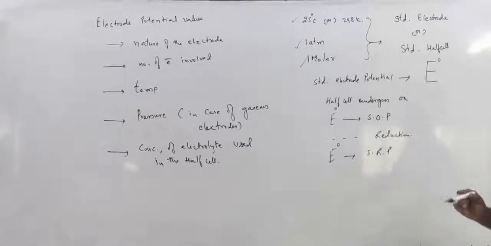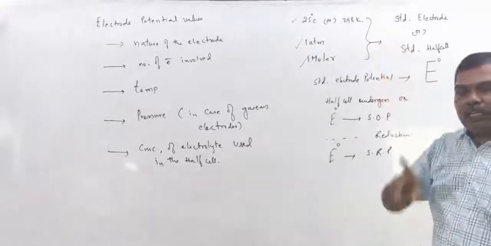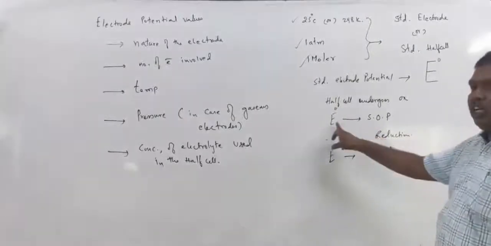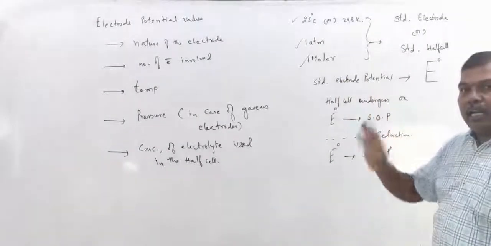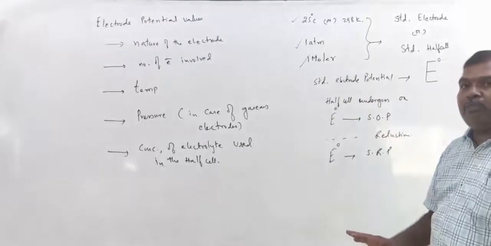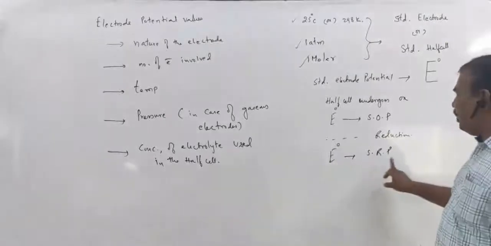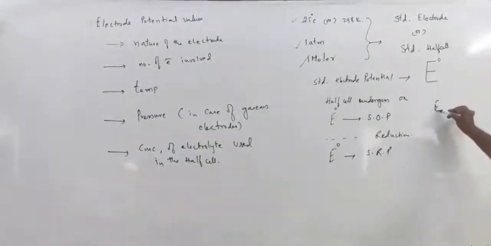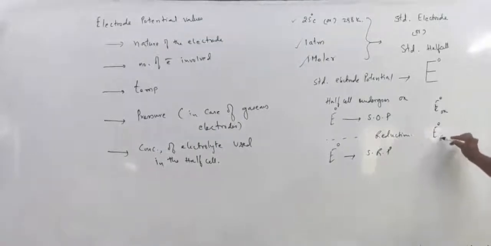Clear? So, for example, the half cell is at these conditions. Suppose it is undergoing an oxidation reaction, meaning it is acting as anode, then the potential developed is called standard oxidation potential. And at any electrode, if a reduction half reaction takes place, then the electrode potential developed between the two phases is said to be standard reduction potential. E naught ox means standard oxidation potential. E naught red means standard reduction potential.